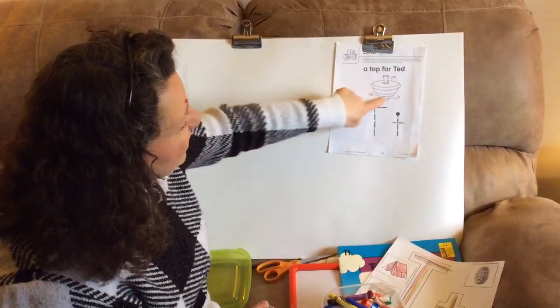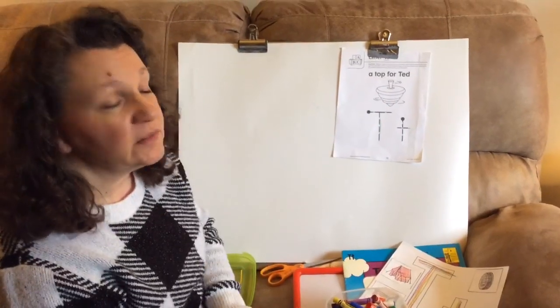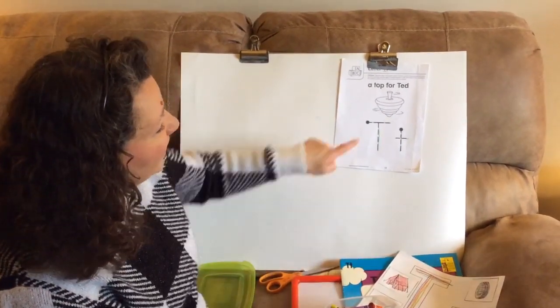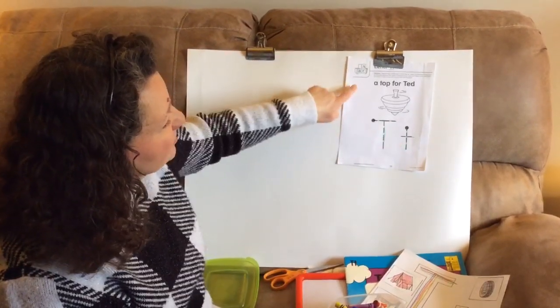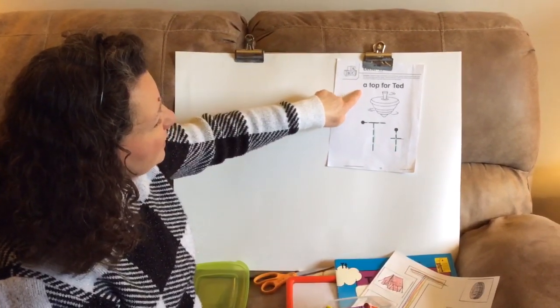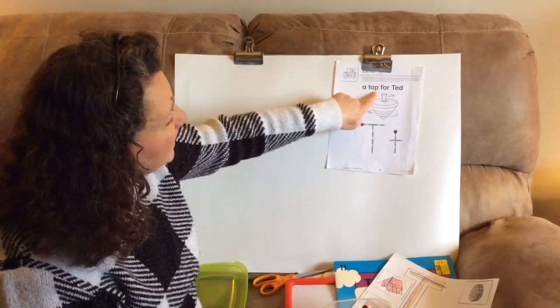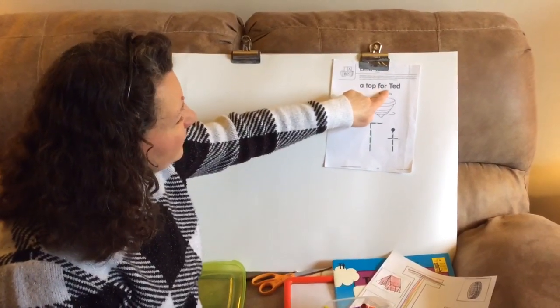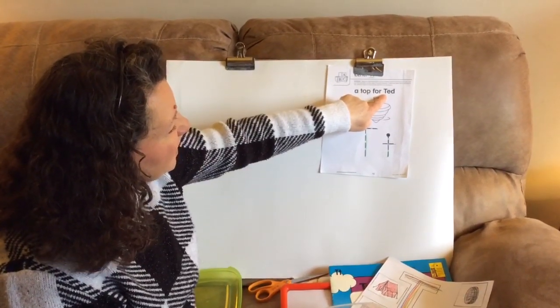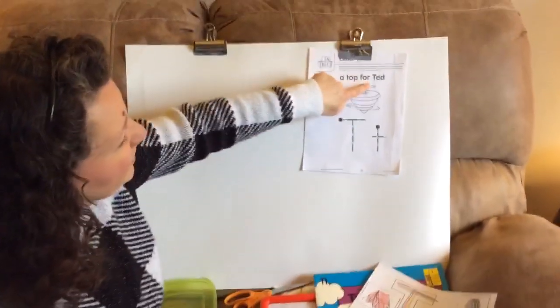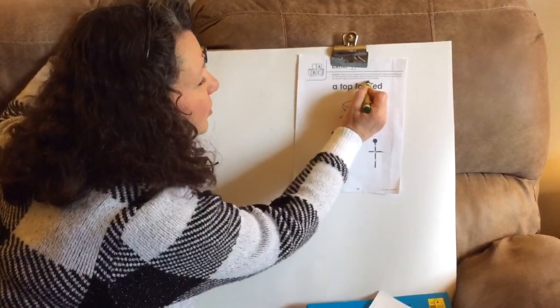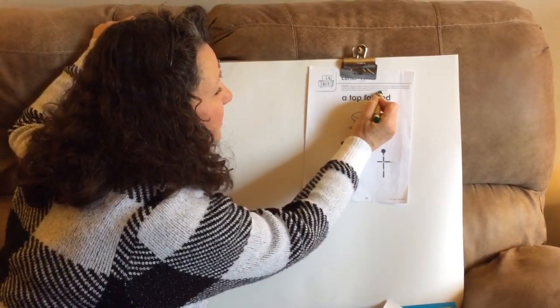Now the top of the paper says, a top for Ted. We're going to find our letter T and see if we can find a capital T or a lowercase t. Let's look all the way across and see if we can find any letters that look like a T. Oh, there we go. There's a capital T. This is Ted. Ted starts with a capital T. So we're going to circle just that capital T.